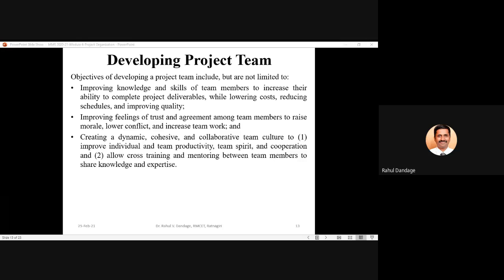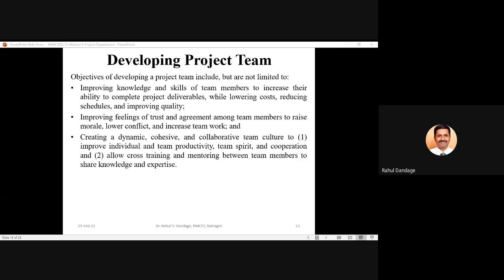Another part is allowing the cross training and mentoring between team members to share the knowledge and expertise. As we know, the project team may not involve team members only from a specific domain, only from a certain same area. So the project team will have people involved from multiple domains, from multiple departments, from multiple specializations, having multiple expertise, and maybe from different organizations also.